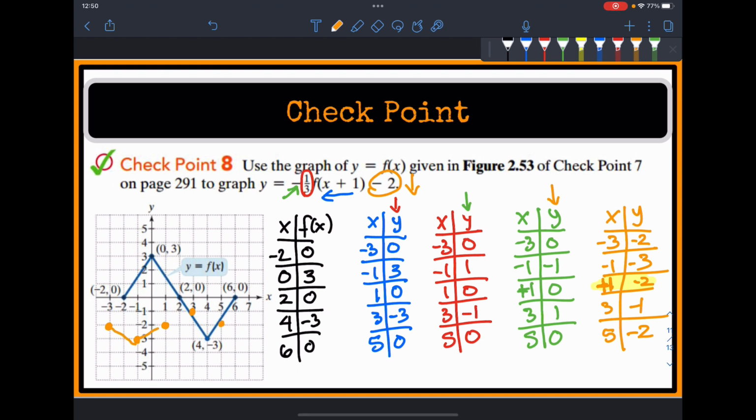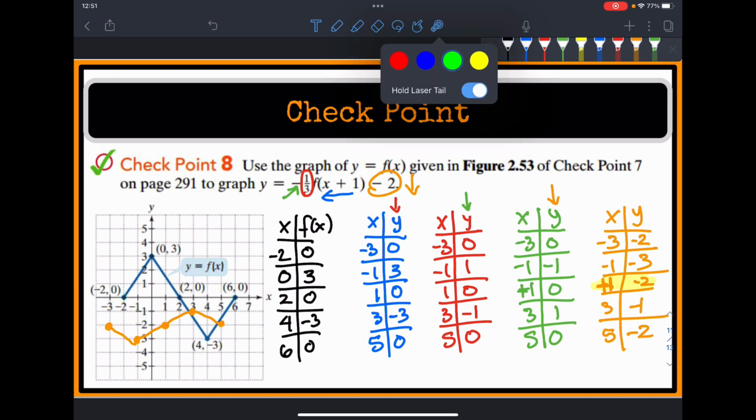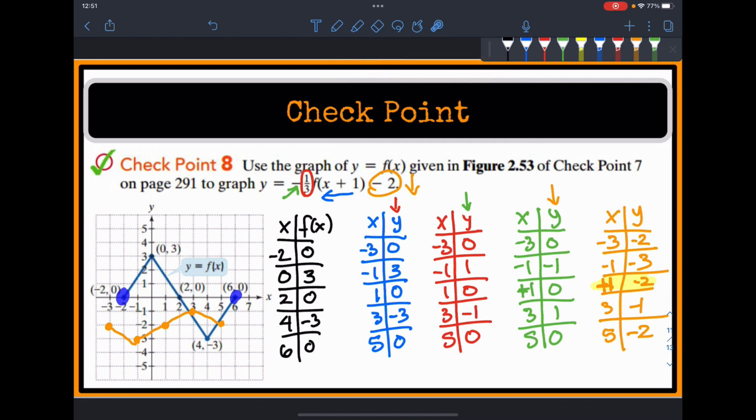So look at what our graph looks like now. Our graph should look like this. Notice that we didn't stretch it horizontally, and that didn't change. The distance from this endpoint to this endpoint right there is still the same. It's a total of 8 units. Because there was no horizontal dilation, from -3 to 5 is still going to be 8 units. What changes, again, is the height of these V's.